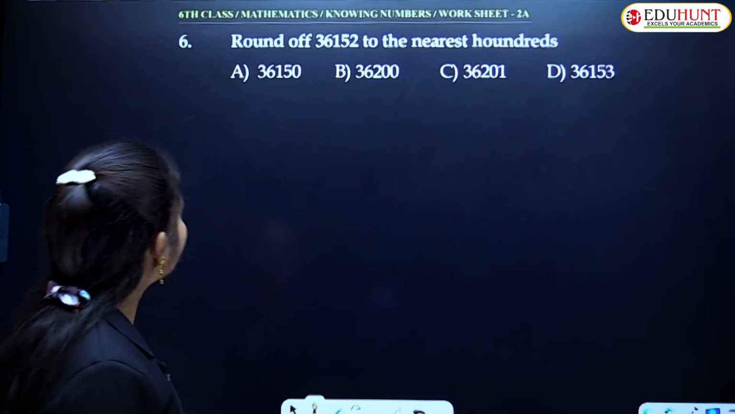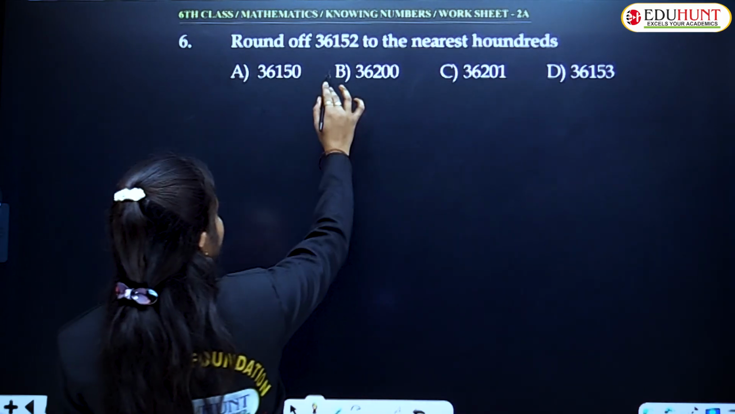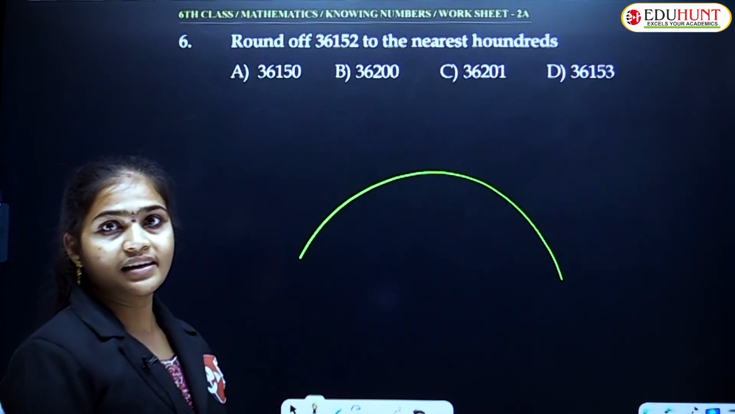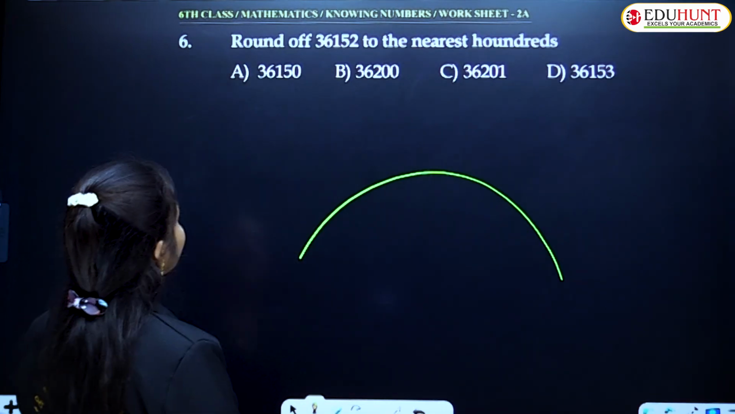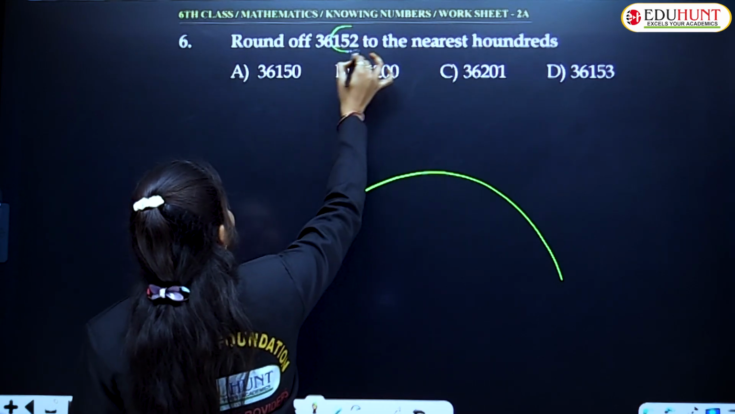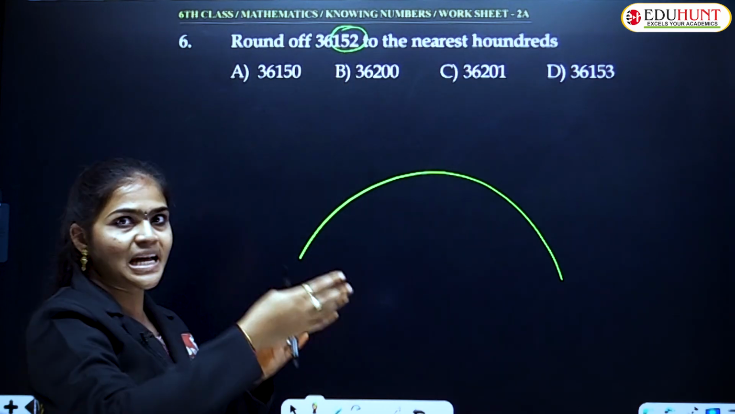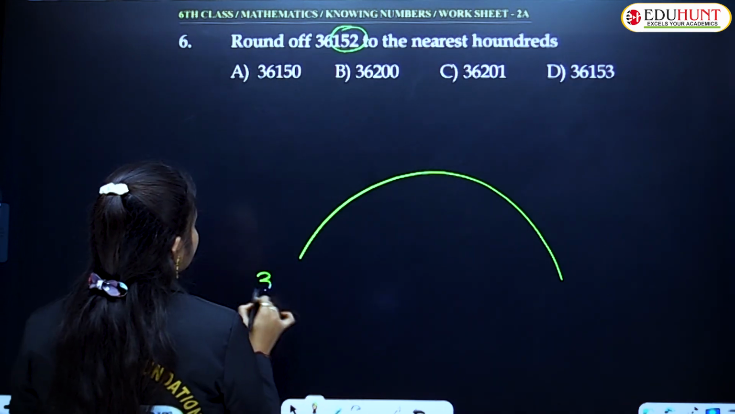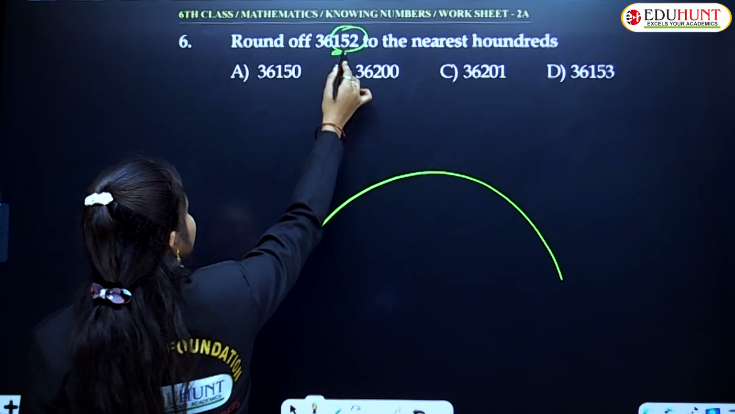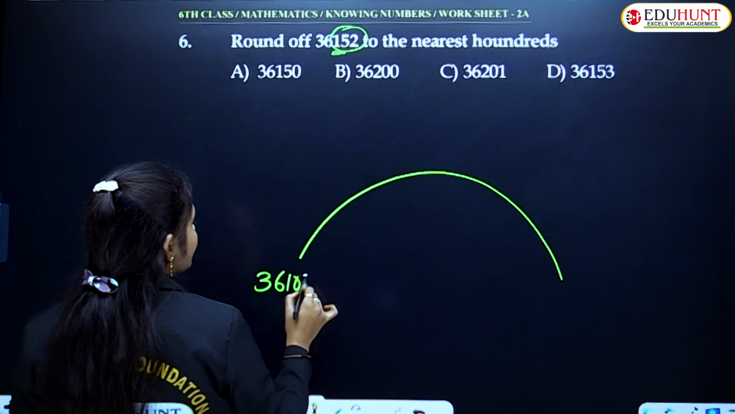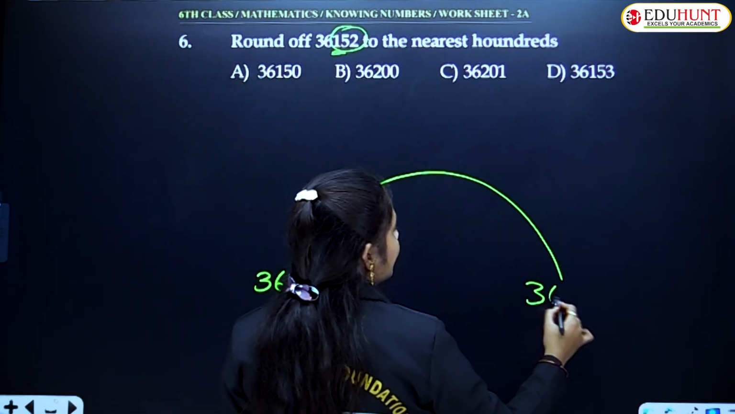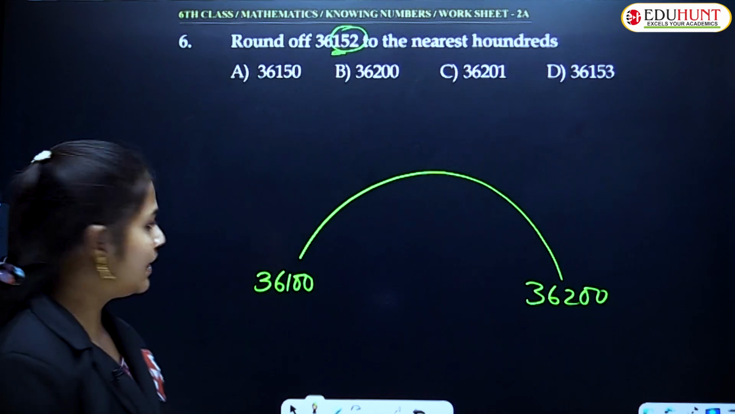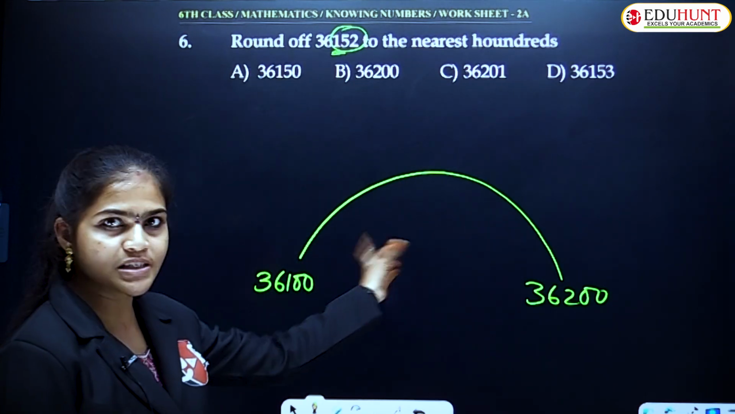Okay, next. Let us see the sixth one. Round off 36,152 to the nearest hundreds. Nearest hundreds means up to the hundreds place we have to check. So 3, 6. Here how many hundreds are there? 100 is there. So 100 to 36,200. That number lies in between these two numbers only now.